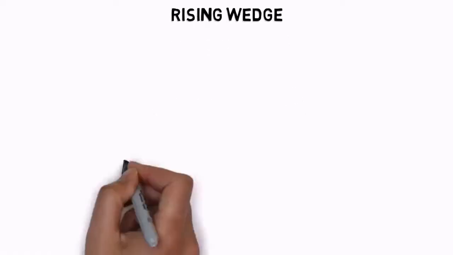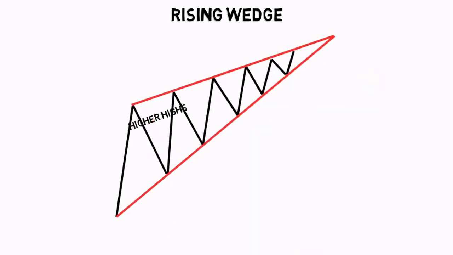Rising wedge is a bearish formation pattern where price makes higher highs and higher lows, but the support line is steeper than the resistance line. Every new high is created with a loss of momentum and is signaling underlying weakness. There are two basic variations of this pattern.